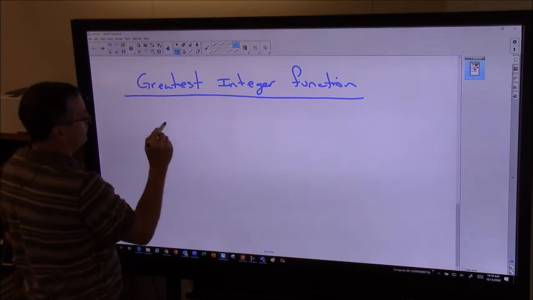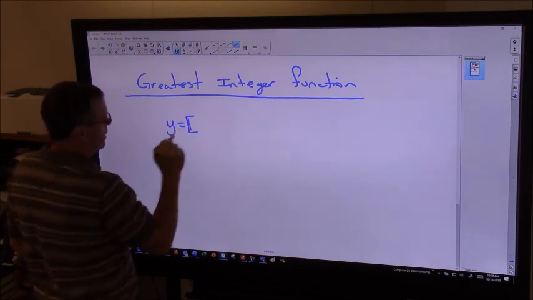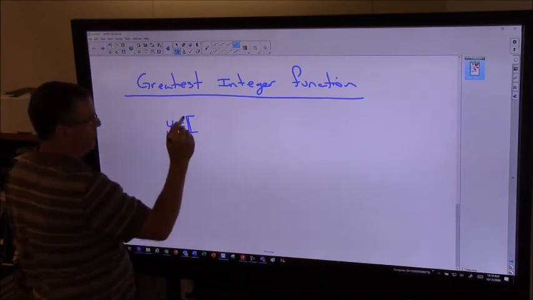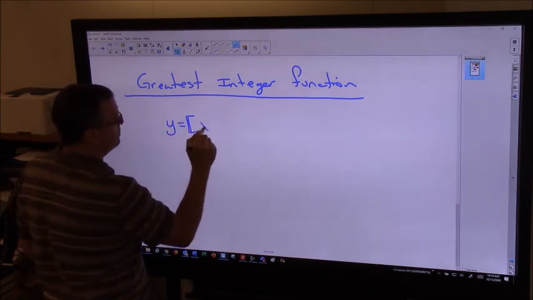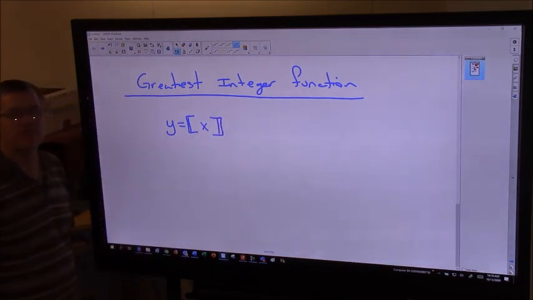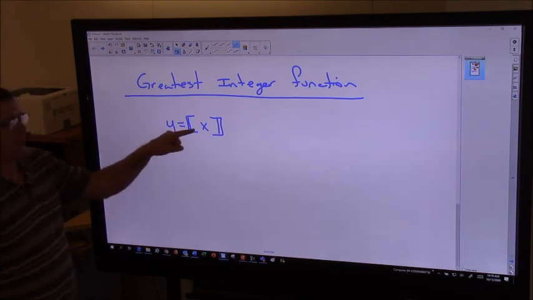And it looks like this. Y equals, what I do is I make what kind of looks like a double bracket. It's a single bracket, but then an extra line running up and down. And it looks like that. Okay? And what it means is, what is the largest integer less than or equal to this number right here?